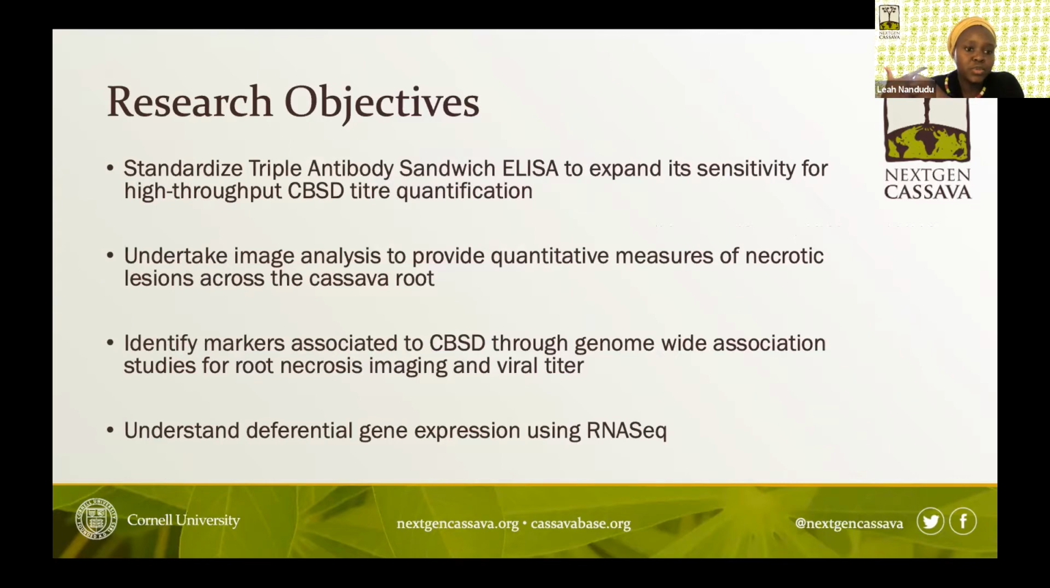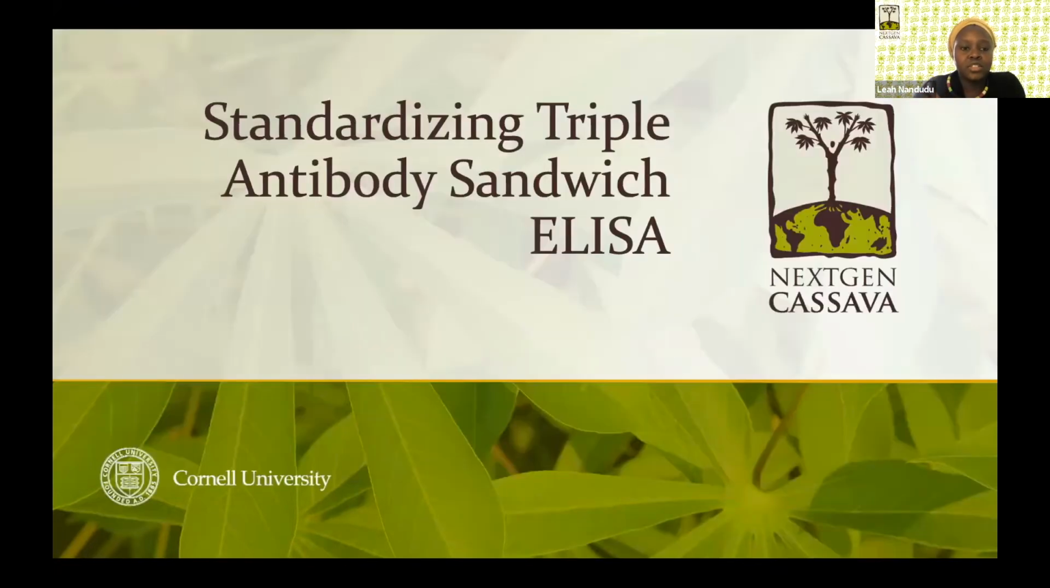Secondly, we hope to undertake image analysis for root necrosis to provide quantitative measures of the necrotic lesions across the cassava root. We also hope to identify markers associated with CBSD through genome-wide association studies. And in the end, we hope to understand differential gene expression in CBSD using RNA-seq. So the triple antibody ELISA uses 3 antibodies, and this method is sensitive, specific, reproducible, and affordable.